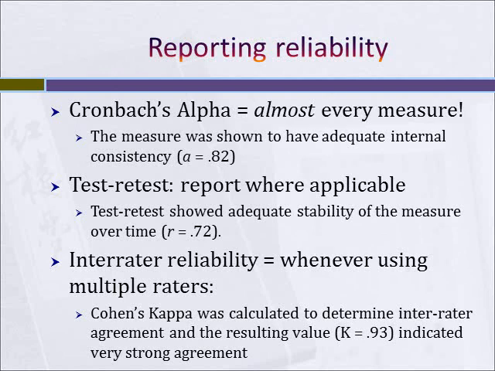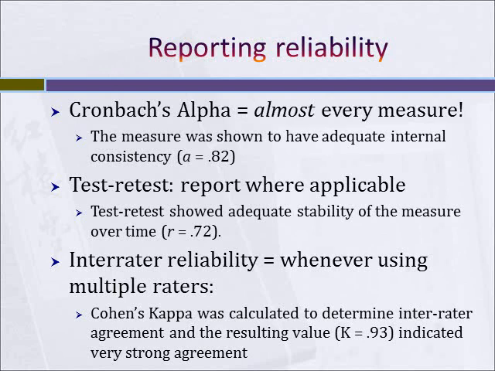But if you were going to report alpha, you would say something like the measure was shown to have adequate internal consistency, adequate Cronbach's alpha, and then in parentheses you would use the symbol alpha equal to whatever it's equal to. Let's say that you use test-retest reliability. Whenever you have a situation like that, you can report it. So you can say something like test-retest reliability showed adequate stability of the measure over time, where the correlation is represented by lowercase italicized r equals 0.72 in this case.